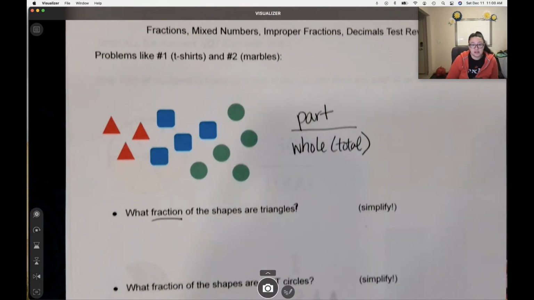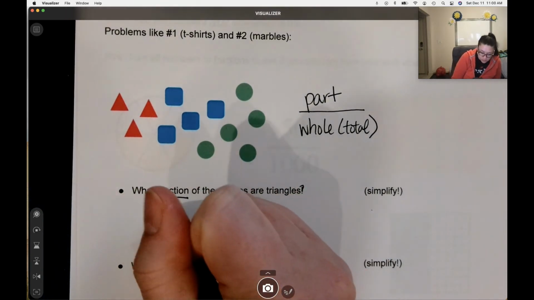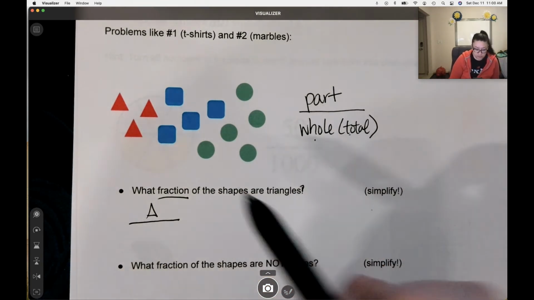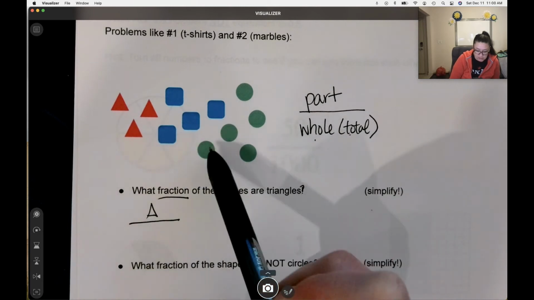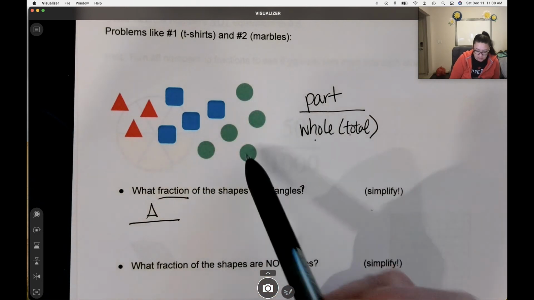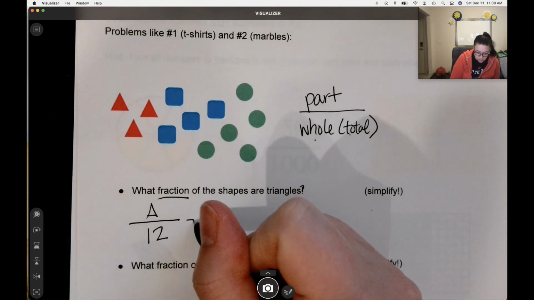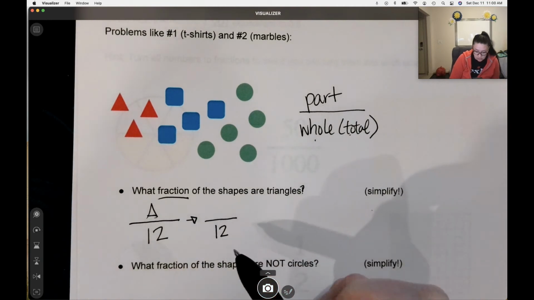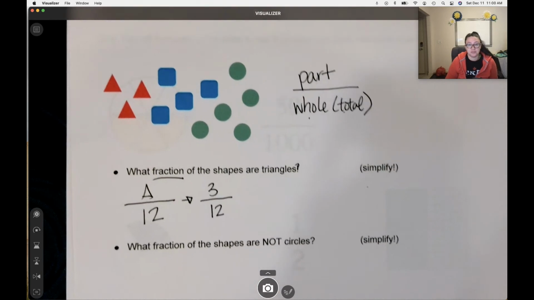In this instance, the part that we're looking at is the triangles, and the whole or the total is how many shapes there are. So here there are 1, 2, 3, 4, 5, 6, 7, 8, 9, 10, 11, 12. There are 12 shapes. So out of those 12 shapes, how many are triangles? 3. 3 out of those 12 are triangles.